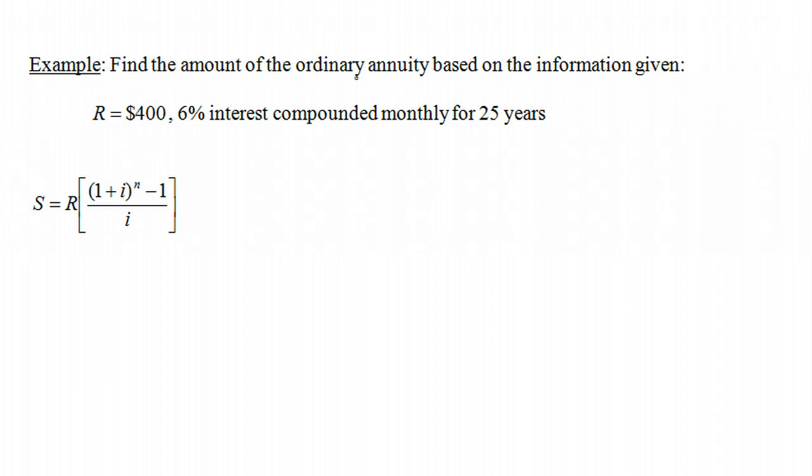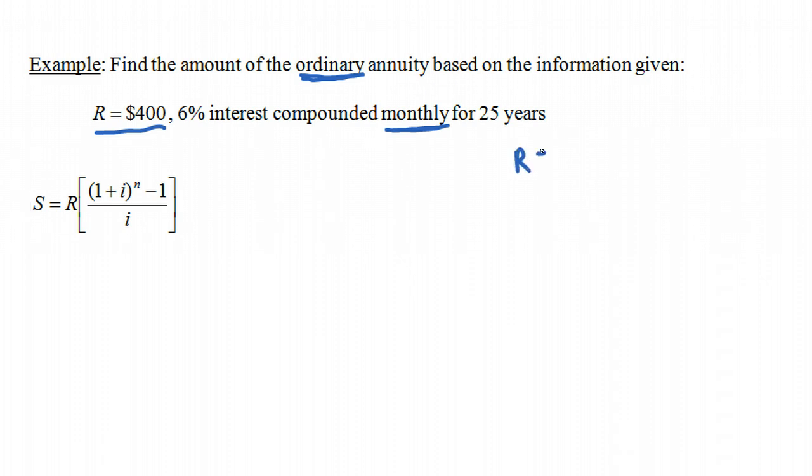Well, notice we're talking about an ordinary annuity. And if the interest is compounding monthly, then these have to be monthly payments. If it's really going to be an ordinary annuity, and the interest is compounding monthly, these have to be monthly payments. Okay, so let's start plugging things in.